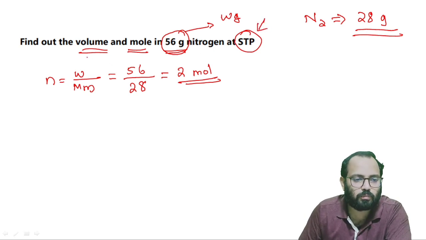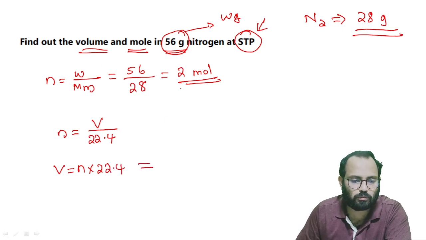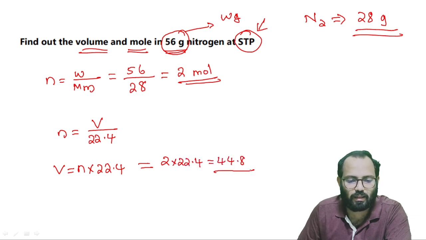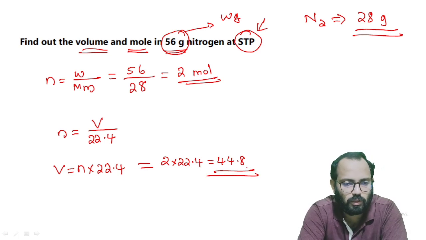Then what will be the volume? At STP, we have to find out the volume. The equation at STP related to volume is N equal to V by 22.4. So V is equal to N into 22.4 liters. What is N? N is 2 moles. So 2 into 22.4 liters is 44.8 liters. You got the point? Yes, this is how you have to solve.